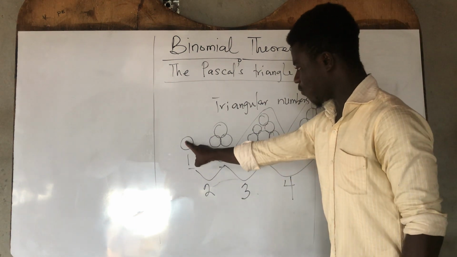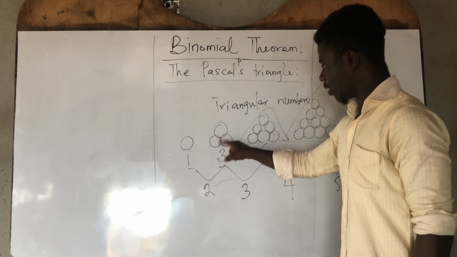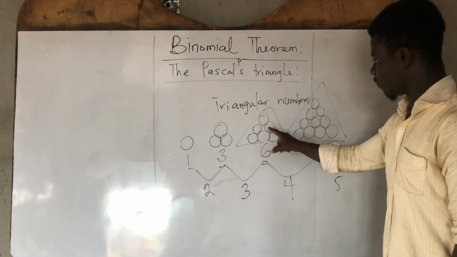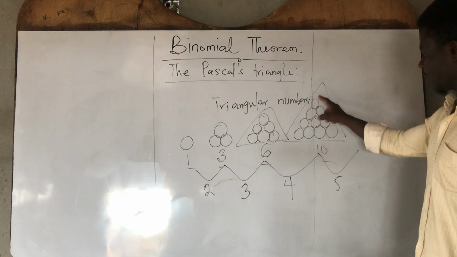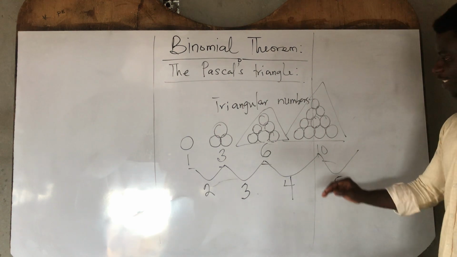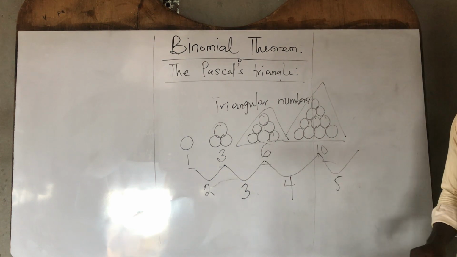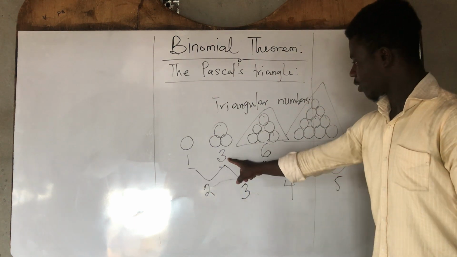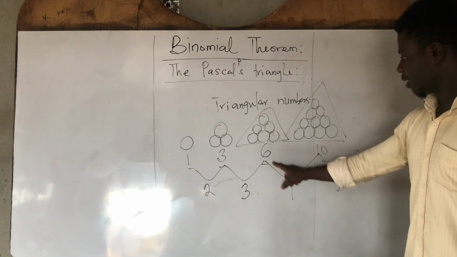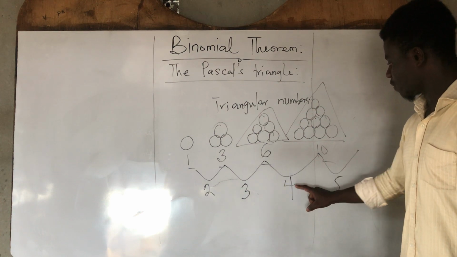Now let's count. We have 1 orange. That's 1 orange. 3 oranges. Then we have 1, 2, 3, 4, 5, 6, so 6 oranges. Then 1, 2, 3, 4, 5, 6, 7, 8, 9, 10, so 10 oranges. And I said let's look for the difference, right? So when we subtract 1 from 3, we get 2. 3 from 6, we get 3. Then 6 from 10, we get 4.